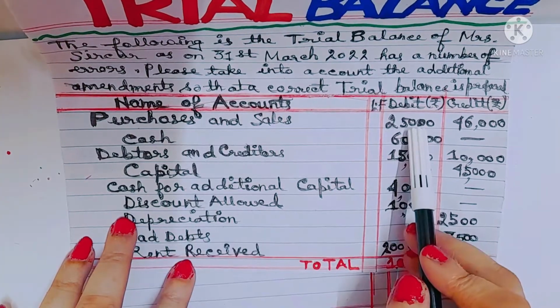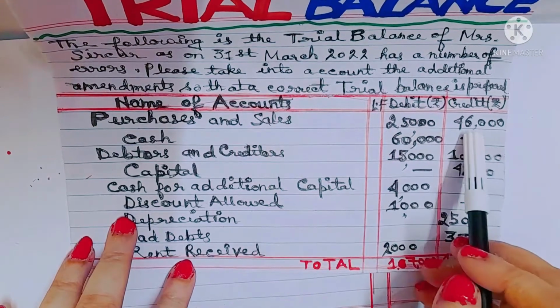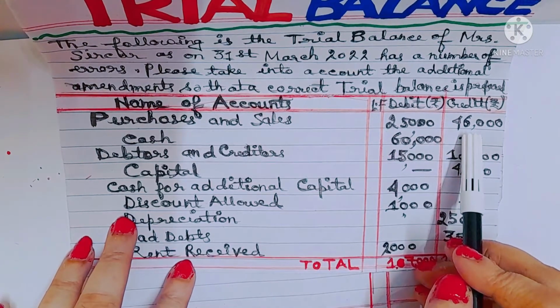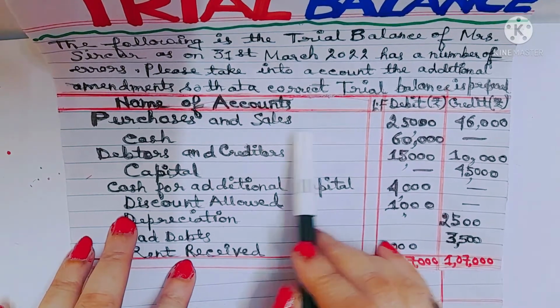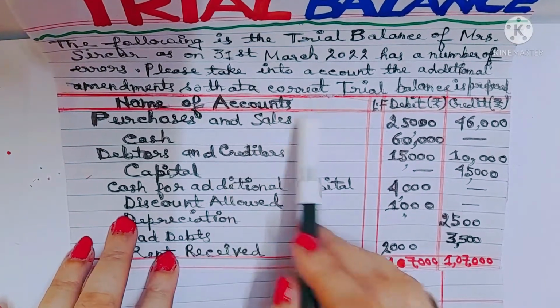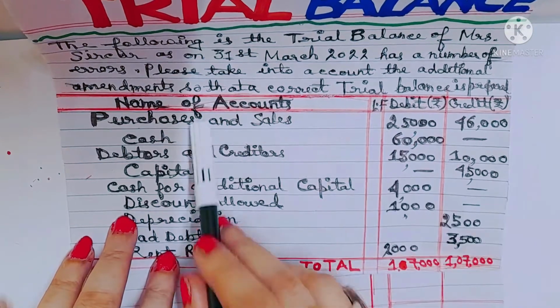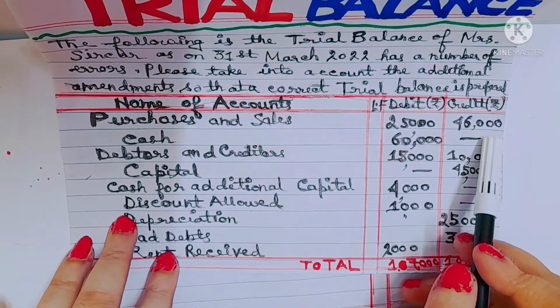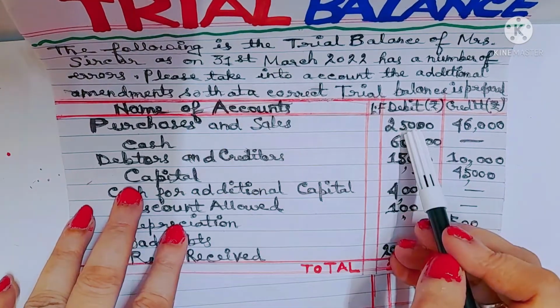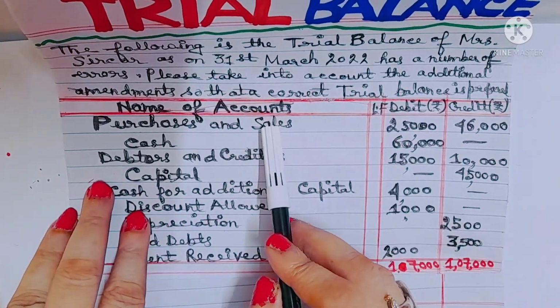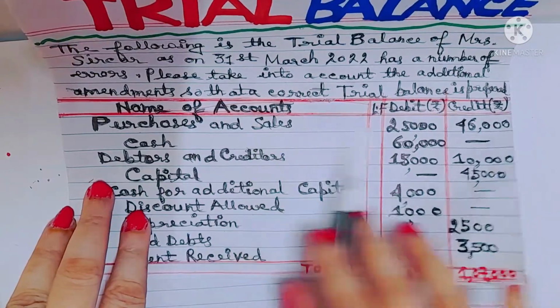The first account is purchases 25,000 and sales 46,000. Okay, so for purchases and sales there is no additional information, so we will write straight away in the debit column purchases and sales in the credit column. Okay, so let's write purchases in the debit column, which is correct, and sales also in the credit column, which is correct.